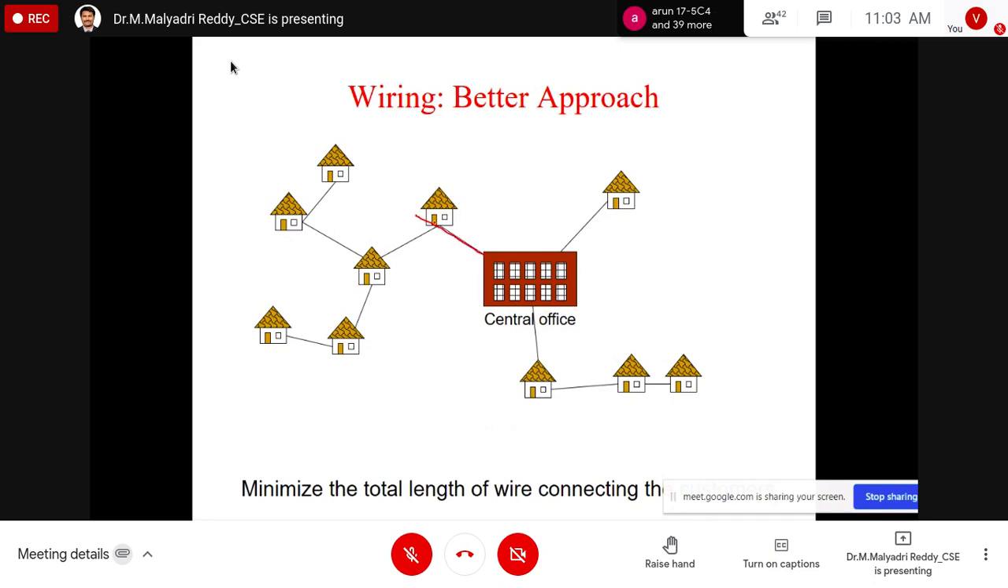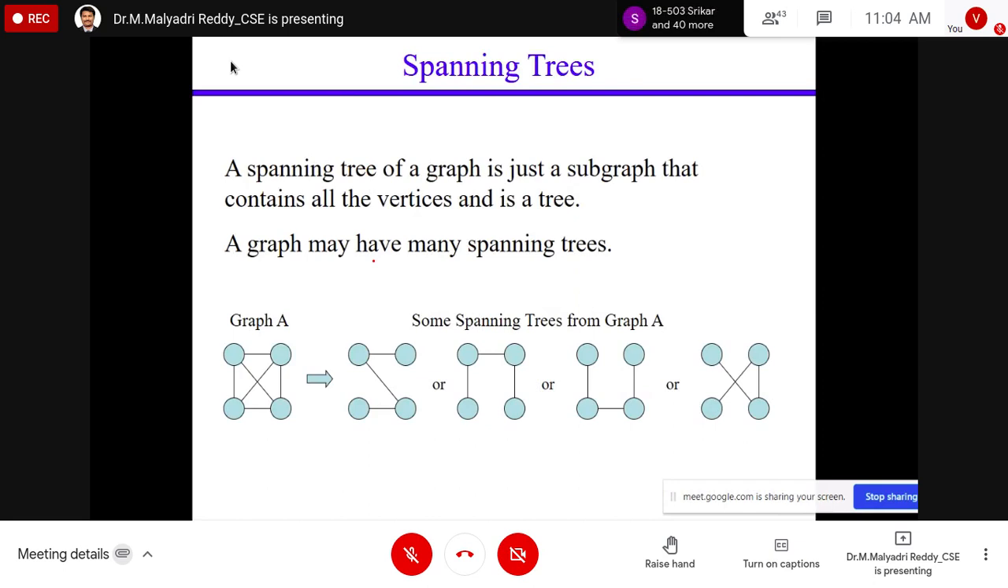One connection from that. So I need to identify which one is the shortest. Based on the spanning tree concept, I have to build the connections between all nodes. Here we need to visit each node with the minimum cost. Generally we use the minimum cost spanning tree concept to build the network connections between all terminals existing in that area. So this is the spanning tree. Suppose it is a complete graph, we will get the spanning trees like this. These are all the spanning trees.